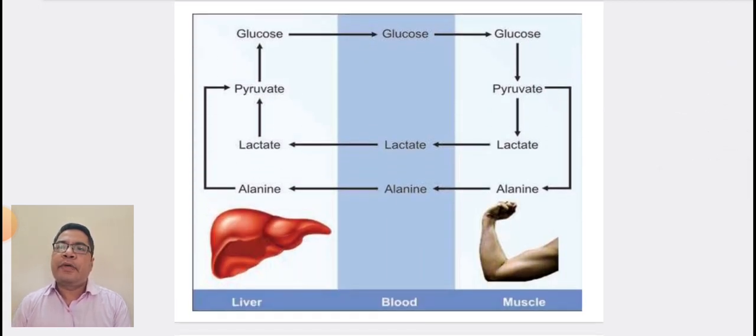In this diagram, we can see the glucose-alanine cycle. Liver synthesizes glucose, which is transported to the muscle through blood. In the muscle, it is converted into pyruvate. Here it undergoes two steps. One is formation of lactate and the other is synthesis of alanine. Both are transferred back to liver and again glucose is synthesized. This is called glucose-alanine cycle.